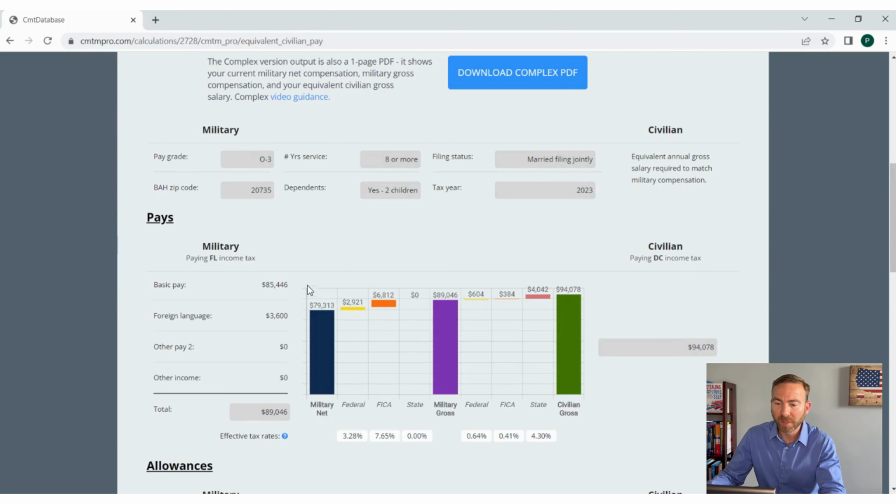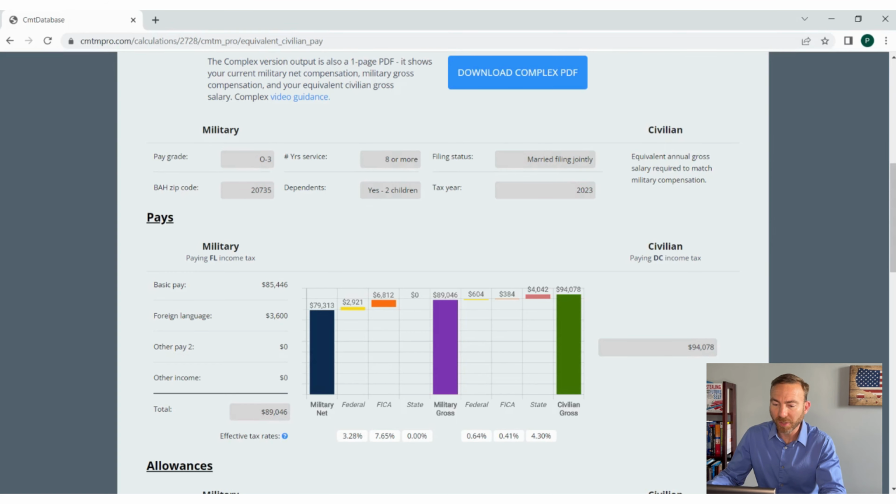Right now, since this captain is stationed in Florida, he pays no state income tax, and on his $89,046 of current income, he pays $68.12 in FICA taxes and $29.21 in federal taxes, which results in him earning $79,313 of net pays for his pays alone.